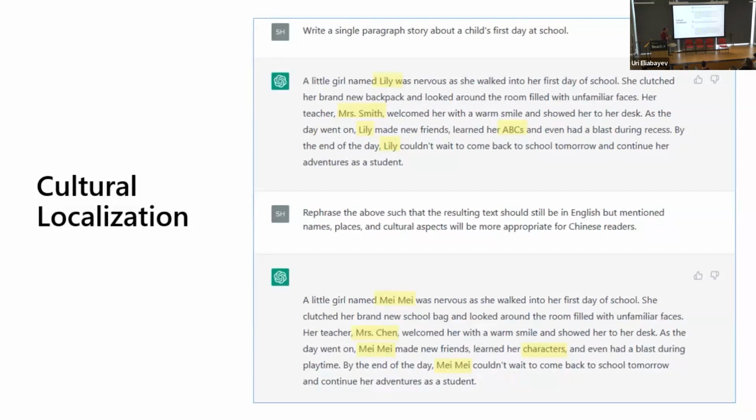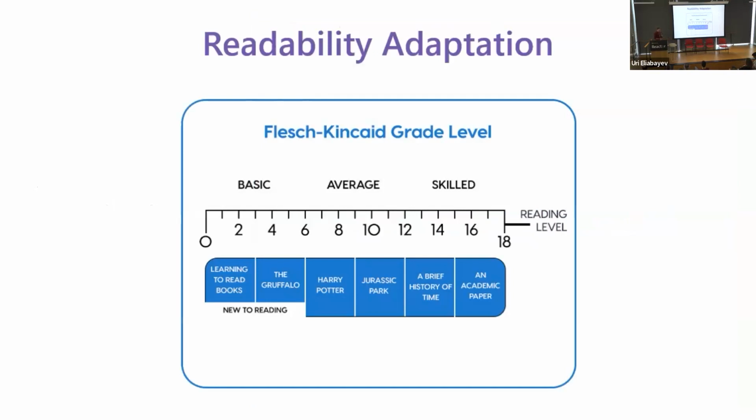What you can see is, for example, names. Originally, the model would just pull from its distribution the most likely name, and it's very Americanized. You see, the girl's name is Lily, the teacher's name is Mrs. Smith, and they're learning their ABCs. And once you tell the model to be more appropriate for Chinese readers, the girl's name is Mei Mei, the teacher is Mrs. Chen, and instead of ABCs, they're learning their characters. I think this is a nice example of GPT's ability to self-criticize also in this aspect. Let's look at another example.